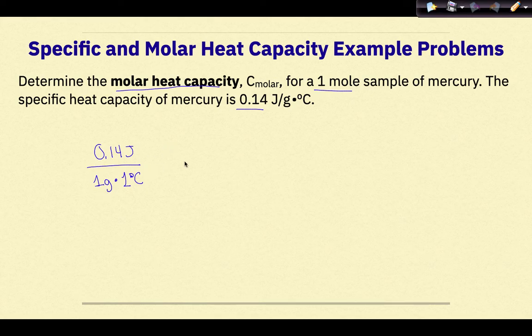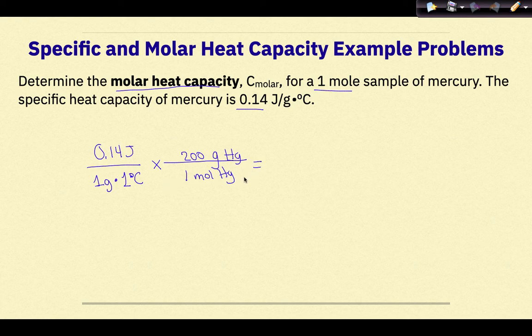So like any dimensional analysis problem, I'm going to put a multiplication sign and a line. I want to get rid of the unit of grams. So if grams is on the bottom, I need to put grams on top. Grams of Hg. I want 1 mole. And I know that the atomic mass of mercury is 200 per 1 mole of mercury.